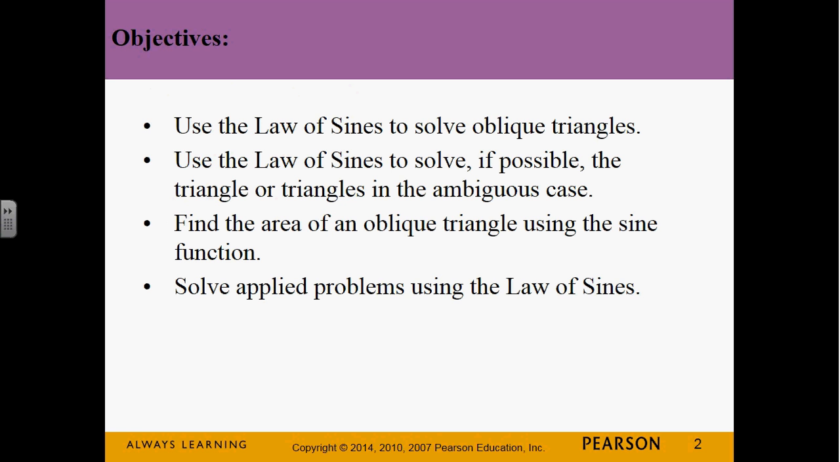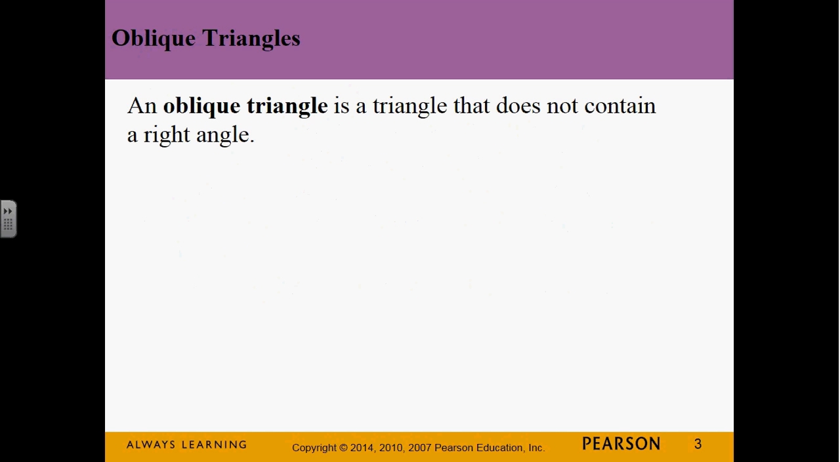So we want to learn how to use the law of sines to solve oblique triangles. Use the law of sines, if possible, to solve the ambiguous case. We want to find the area of an oblique triangle using only the sine function. And lastly, solving applied problems using the law of sines. So the first thing is, what is an oblique triangle? Well, an oblique triangle is just any triangle that doesn't have a right angle in it. Okay, it's a non-right triangle.